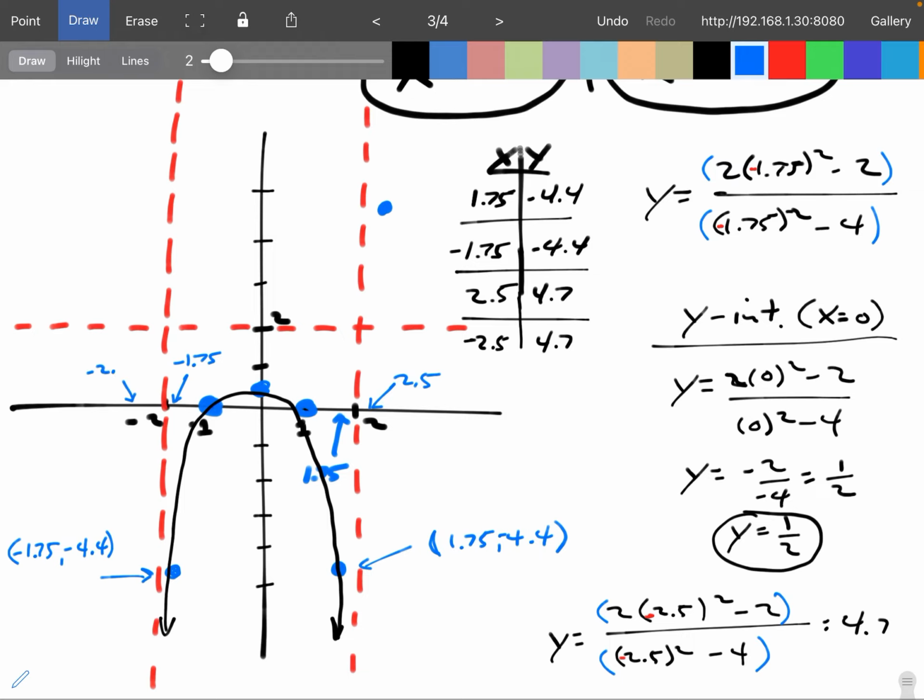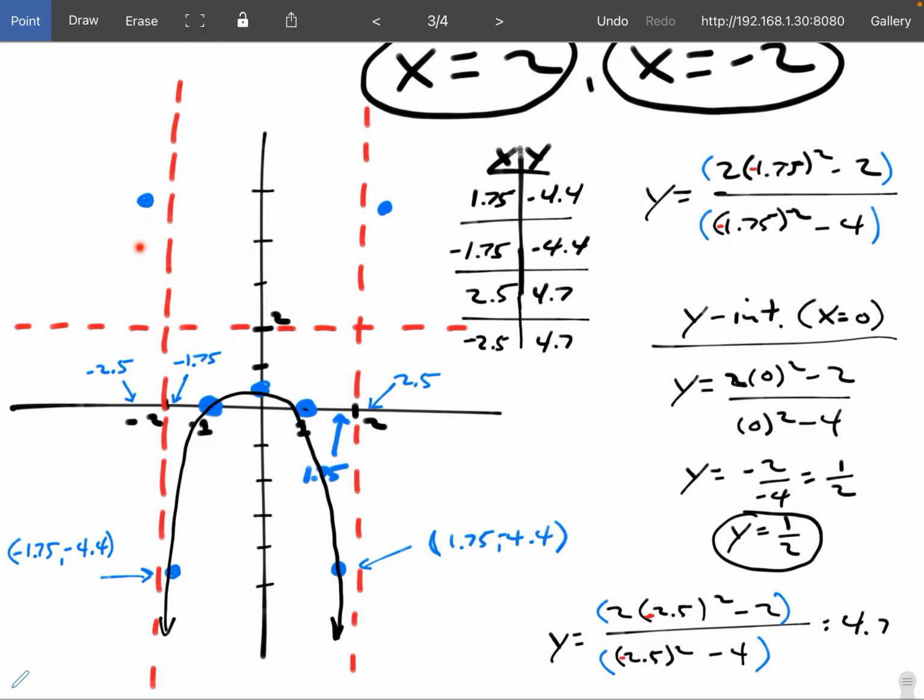Like I said, bear with me, we're almost done. So I'm putting in negative 2.5. I get a y value of 4.7, which is going to put me right up here. Okay? Well, I know I don't have any other x-intercepts.